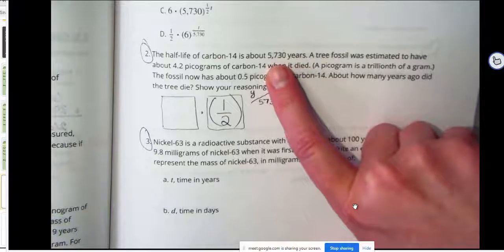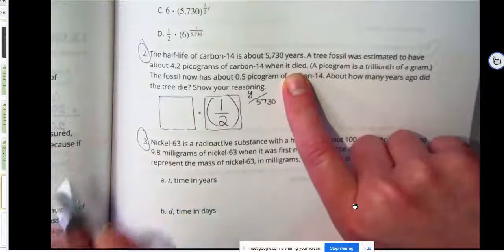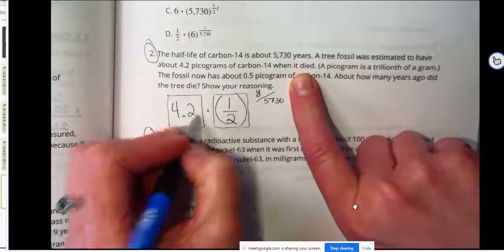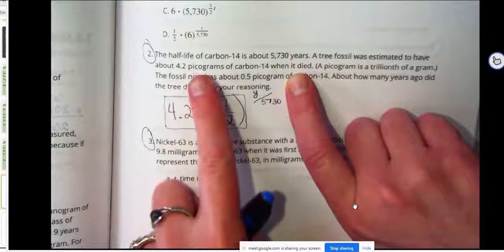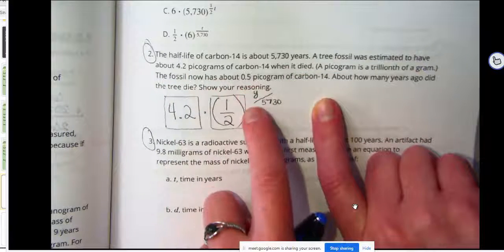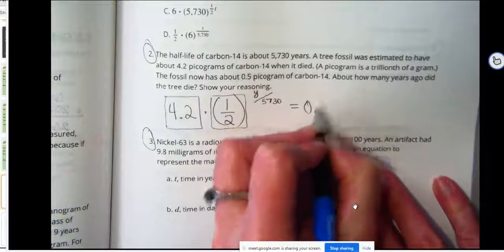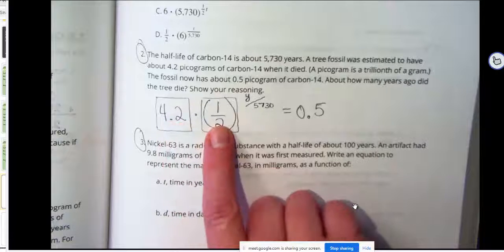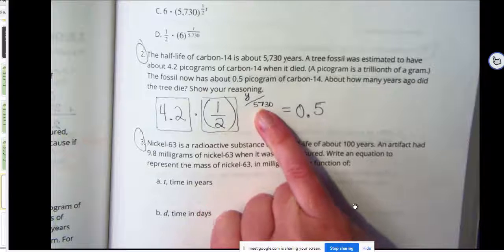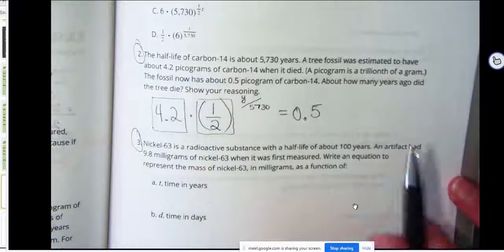A tree fossil was estimated to have about 4.2 picograms of carbon-14 when it died. So there's our starting amount of how much carbon-14 it had when the tree died. And now we're trying to figure out how many years it has been dead if we have 0.5 picograms left. So our starting amount of 4.2 times a half-life, so the growth factor is 1/2, it cuts in half every 5,730 years, equals now 0.5 picograms. This is exactly what scientists use as they're trying to carbon date this.